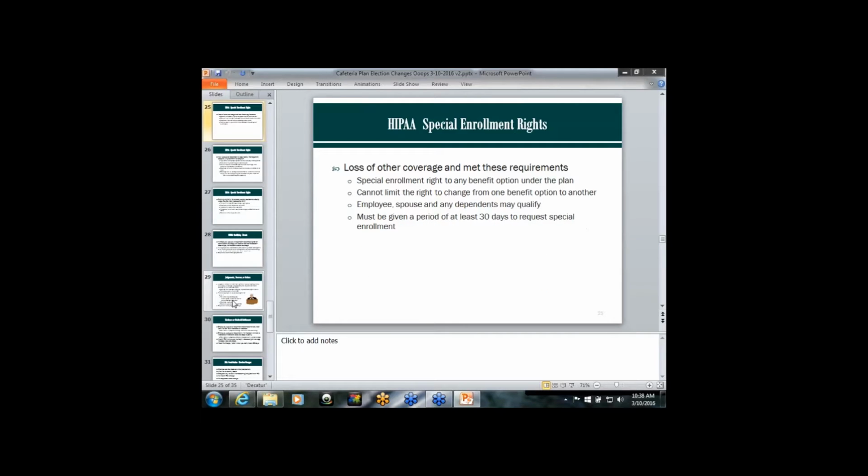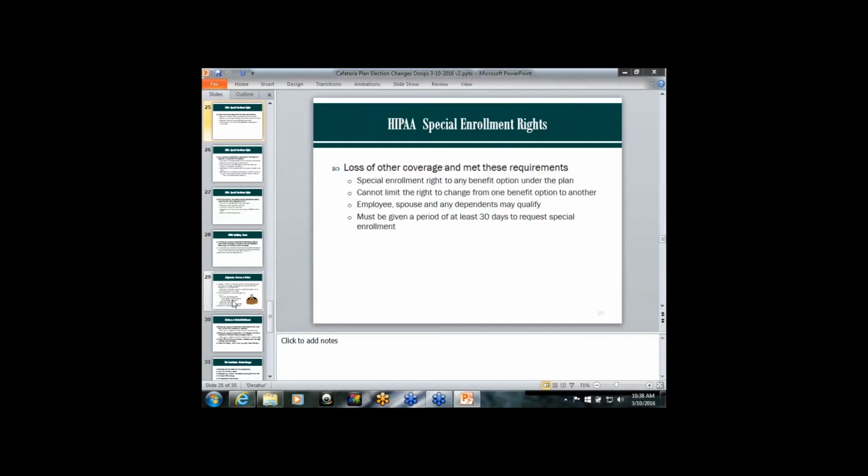So under the loss of coverage, let's look to see who has a right here. First of all, the special enrollment is applicable to any benefit option that you offer. So if you have 2 different plans, when they have special enrollment rights, they can pick either plan. Also, you can't limit the right to change from one benefit option to another.